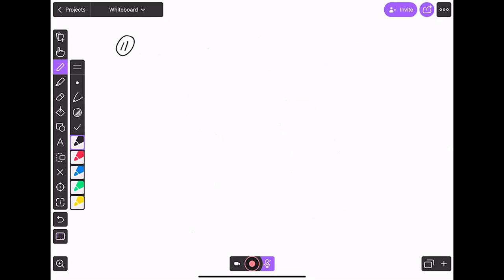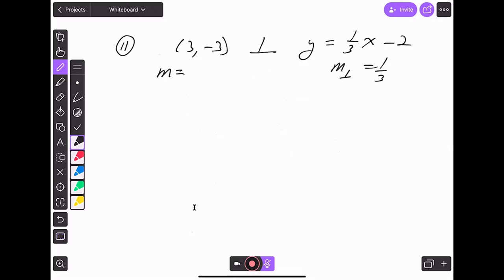And what's number 11? Basically, find the equation of the line containing the point 3, minus 3, and it's perpendicular to the line whose equation is y equals 1/3 of an x minus 2. Well, I'll write this that m perpendicular is 1/3. So what's this guy's slope? It's the negative reciprocal. So it's going to be minus 3.